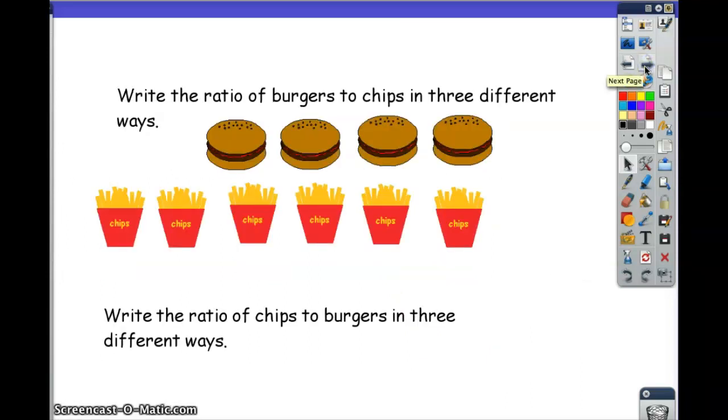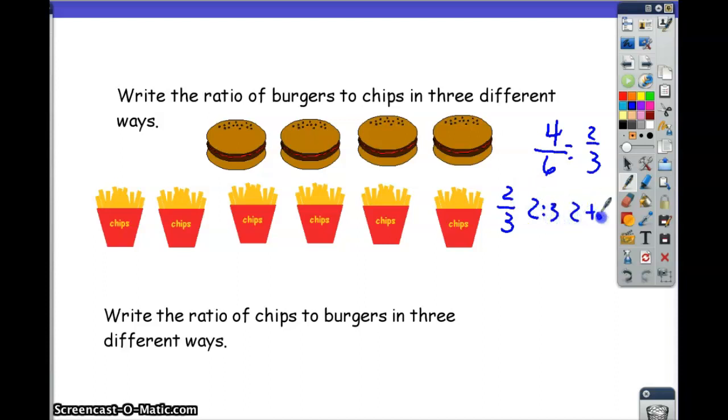Write the ratio of burgers to chips in 3 different ways. Okay, let's do that. Make sure whatever comes first in your ratio is written first. Burgers is first here, and then chips. There's 4 of those, and then 2, 4, 6 chips, so it's 4 to 6, which can be simplified to 2/3. So writing it 3 different ways: 2 to 3, 2:3, 2/3. There's your 3 different ways of writing it.